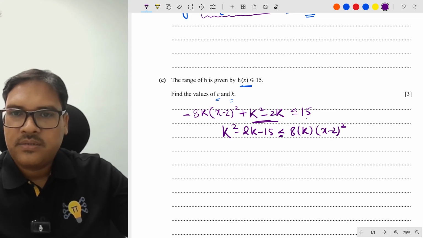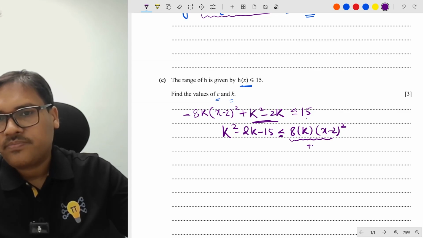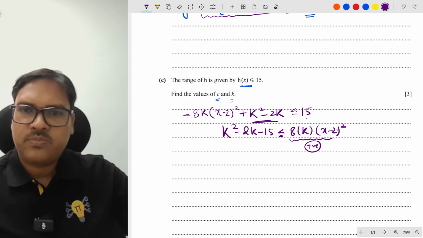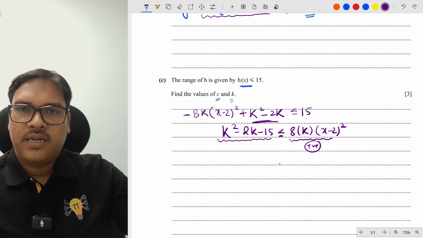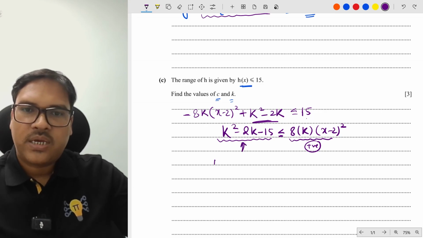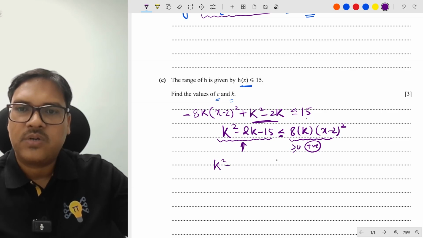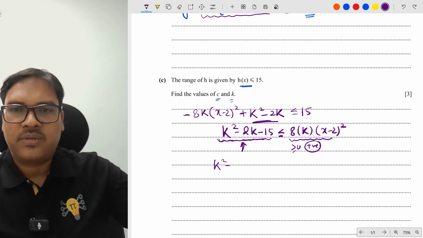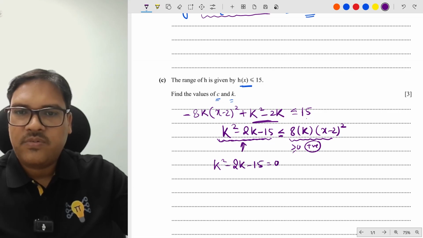Now just try to understand this: this quantity is always positive. Why is it positive? Because k is positive and (x minus 2) squared is positive. So it has to be a positive value. It cannot be negative, so the minimum possible value here is 0. Basically this quantity is greater than or equal to 0. That means this has to be equal to 0, then only this will always be possible. So k squared minus 2k minus 15 is equal to 0.